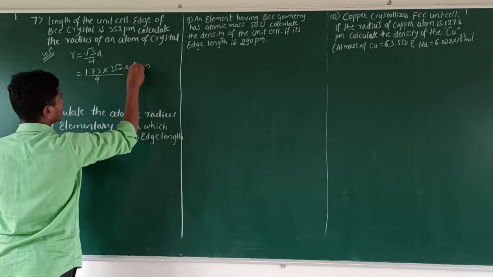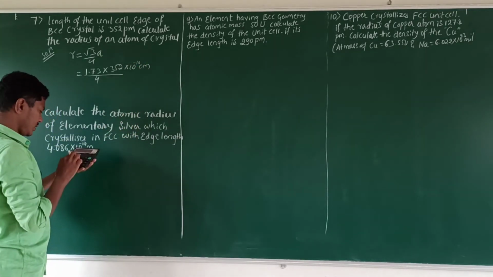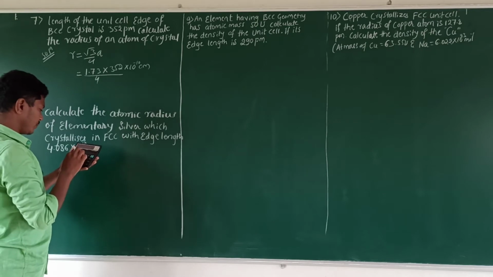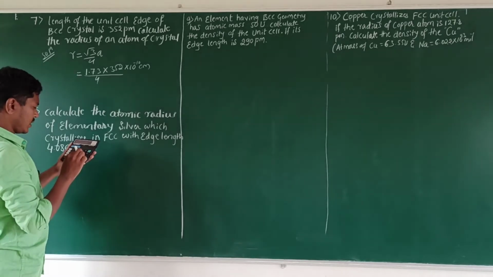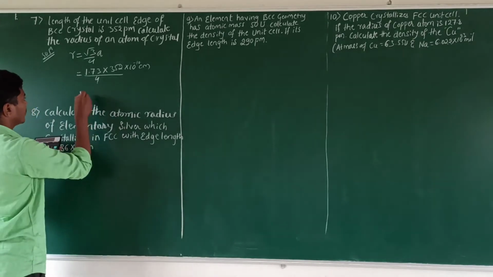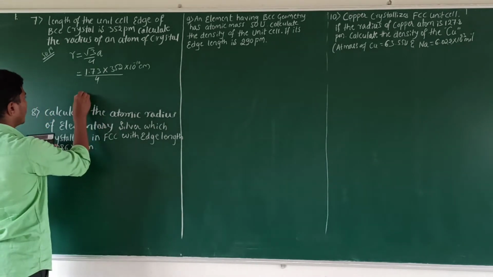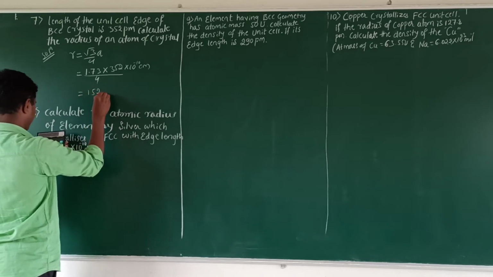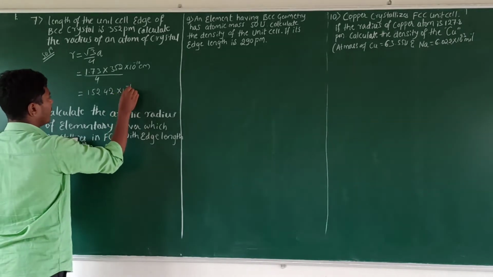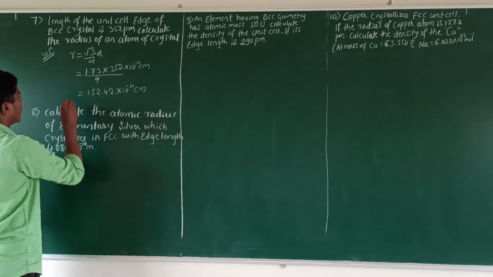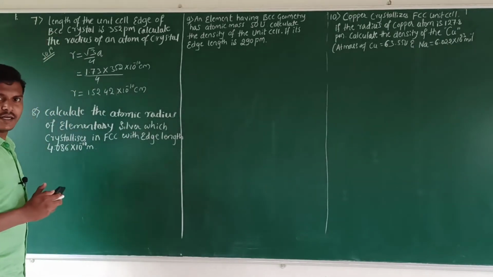We have to write in centimeter, 10 to the power minus 10. Okay, into how much? 352. We are getting the answer divided by 4. What is the value? 152.42 into 10 to the power minus 10 centimeter. This is the radius of the atoms in a BCC unit cell.